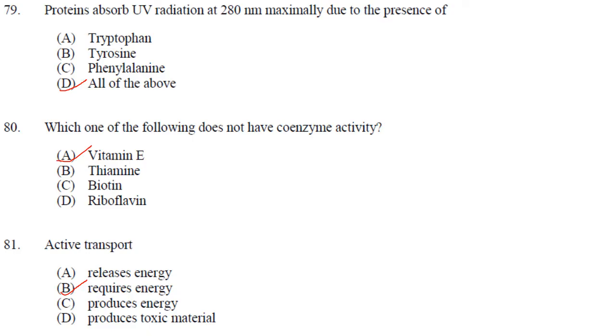And riboflavin, if you see, it is essential for the formation of two major coenzymes, that is FMN and FAD, that is flavin mononucleotide and flavin adenine dinucleotide. These coenzymes are involved in energy metabolism, cell respiration, etc. So the one which does not have coenzyme activity is vitamin E. Answer is option A.